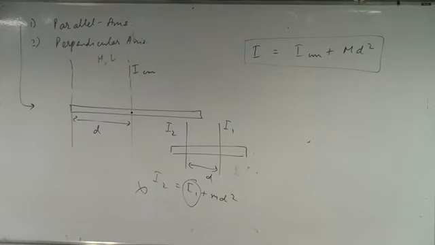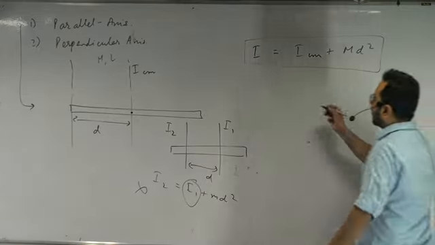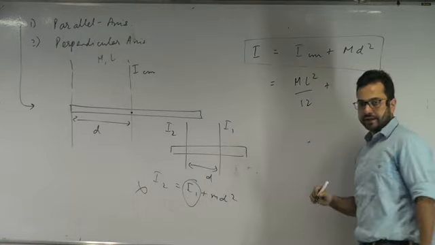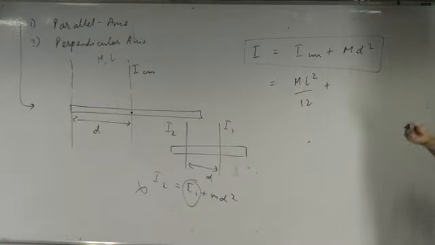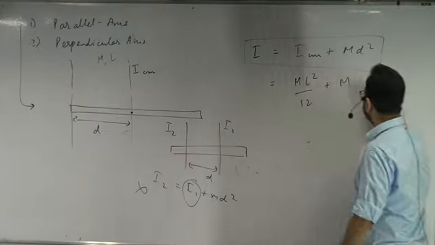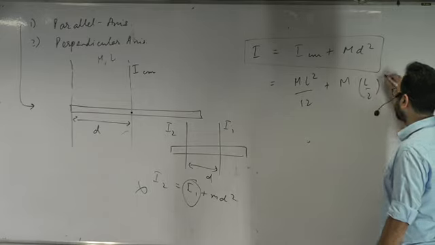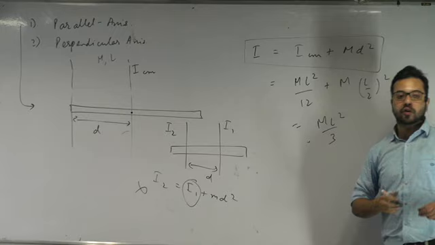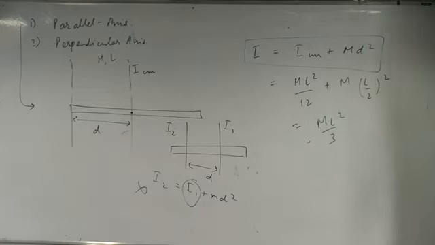ml square by 3. Yes. Okay, so let's apply that. I_CM, what is I_CM? ml square by 12. We know this already. Plus md square, what is d? d is l by 2. So this becomes (l by 2) square. If we calculate this, we'll get ml square upon 3. This is also a result you should remember, at least for a rod.